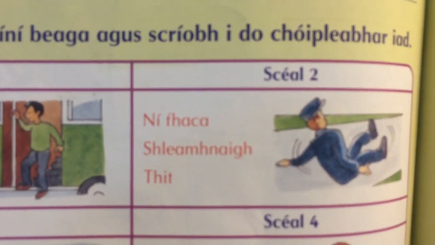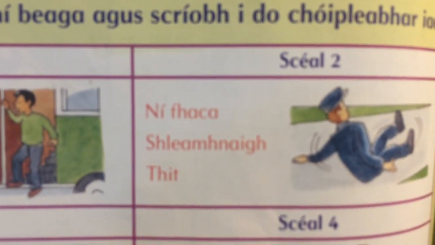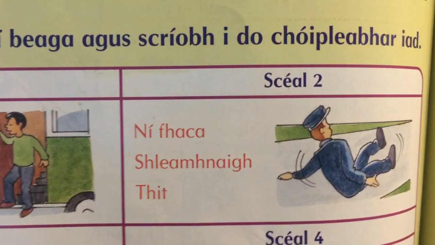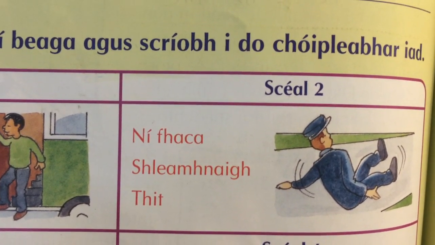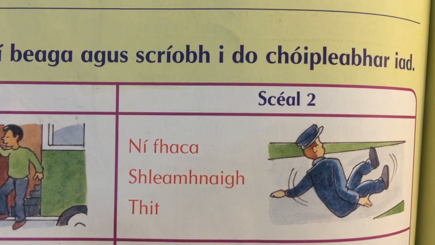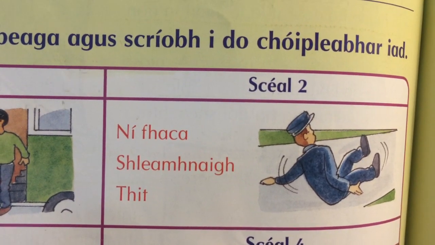Scéal a dó, d'imigh, sleamhnaigh, agus buail. That's nice and easy. There's just 3 sentences per story. You don't have to do much more than that. So here you could say, for example, Ní fhaca fear an oighear ar an loch, agus sleamhnaigh sé go tobann, he fell suddenly, or he slid suddenly, agus bhuail sé an talamh. Okay, so they've 2 done for you there.